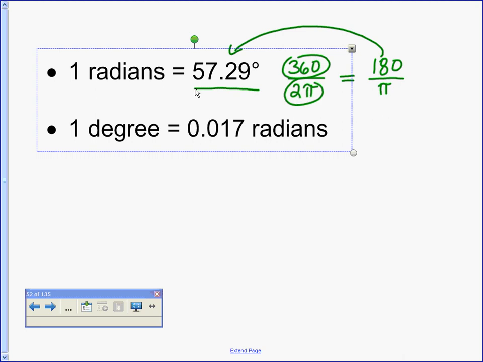Now, if we look at it the other way around, and we want to know how many radians are in 1 degree, then there are 2 pi radians in a circle divided by 360 degrees. That's going to give us pi over 180. And when I simplify that, I'm going to get about 0.017 radians within each degree.